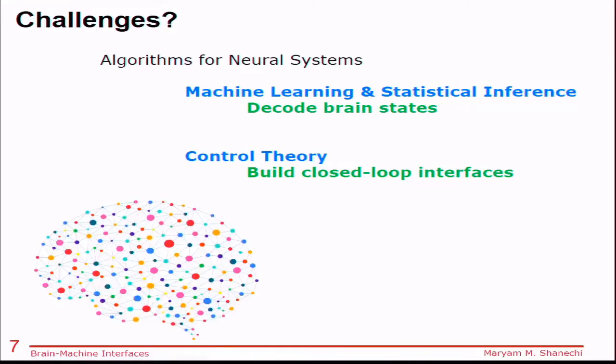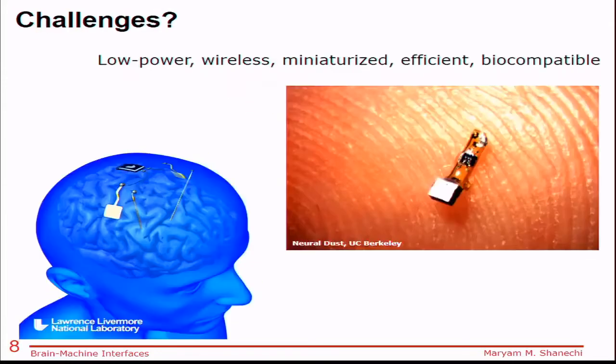So the next challenge would be, how do we use the data that we collect from the brain to infer a state of the brain? And because we want to build a technology that interacts with the brain, how can I use methods from control theory to control brain states? So you can have tools from machine learning, statistical inference, and control theory brought into the field to develop these types of algorithms. And then finally, once we have these algorithms, of course, we have to have an implantable device.